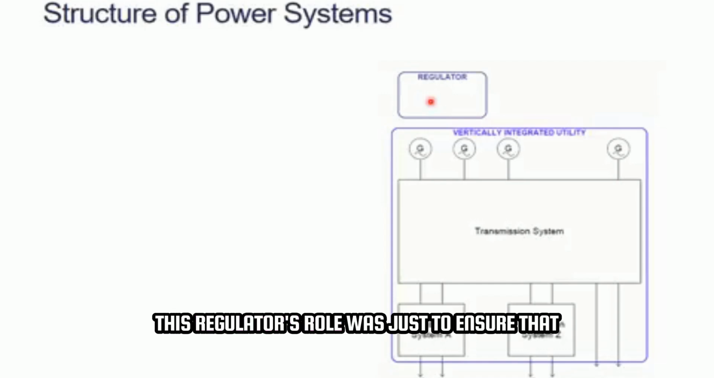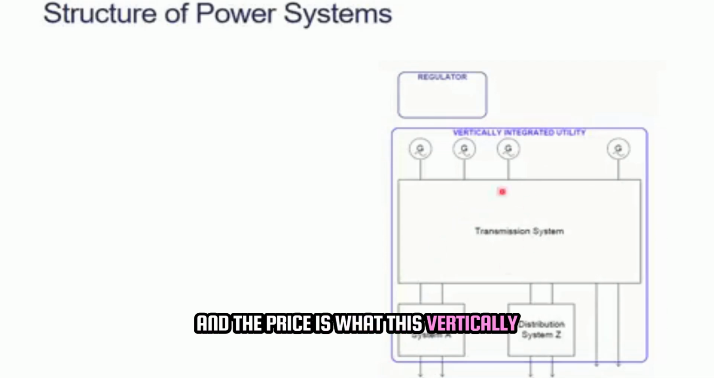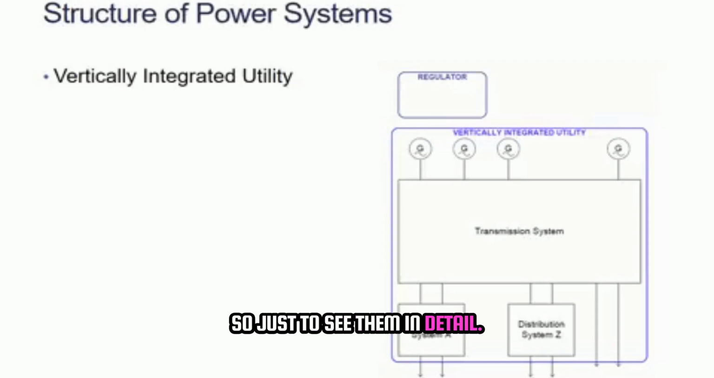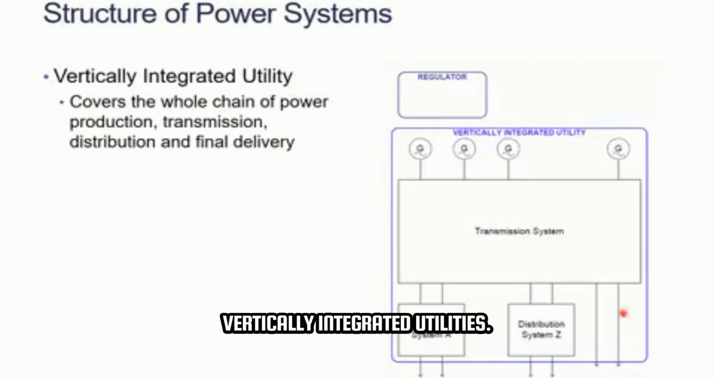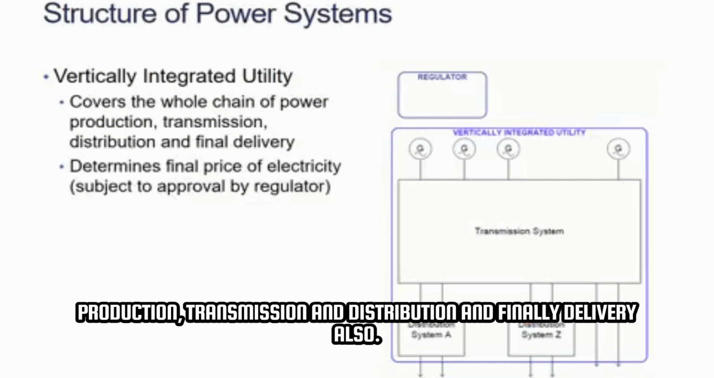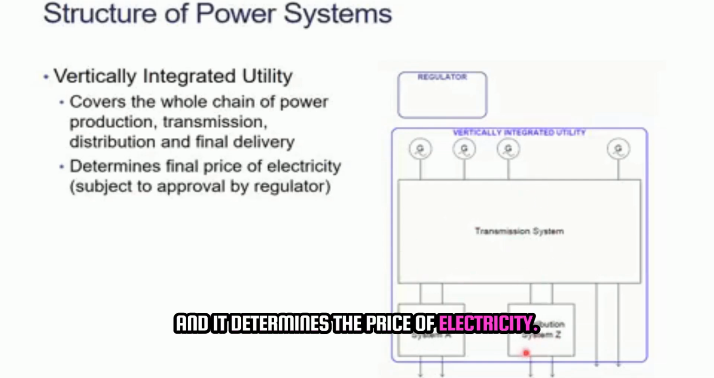This regulator's role was just to ensure that whatever operation is happening, or just to keep a cross check on the government, that whatever is happening is happening with proper rules, and that the prices this vertically integrated utility is offering to the small consumers or the large consumers are fair. Vertically integrated utilities, as I said, cover the whole chain of power production, transmission and distribution, and finally delivery also. It determines the price of electricity, obviously subject to approval by the regulator.